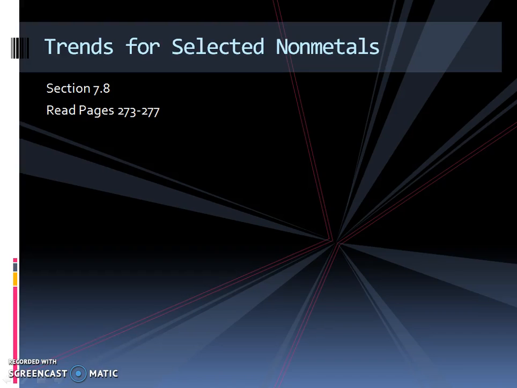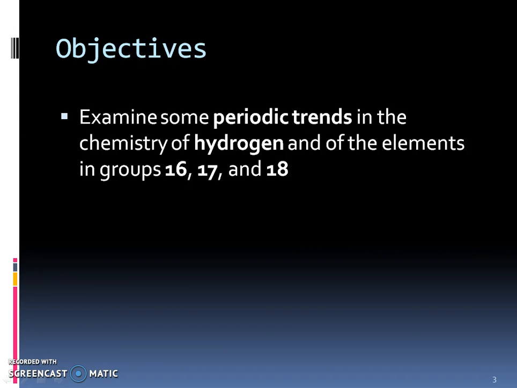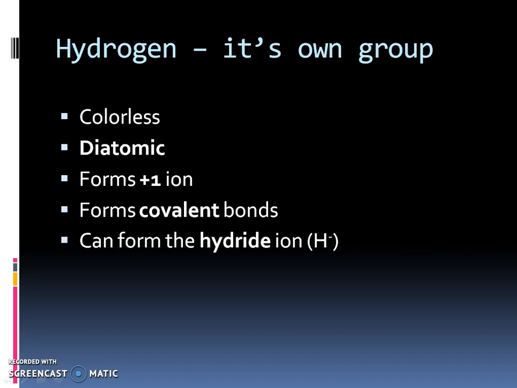This is Mrs. O'Neill for AP Chemistry, Chapter 7, Section 8, Trends for Selected Nonmetals. So hopefully you'll understand the periodic trends between hydrogen and groups 16, 17, and 18. Again, I suggest to pause, fill in the blanks, and then play to hear my words.